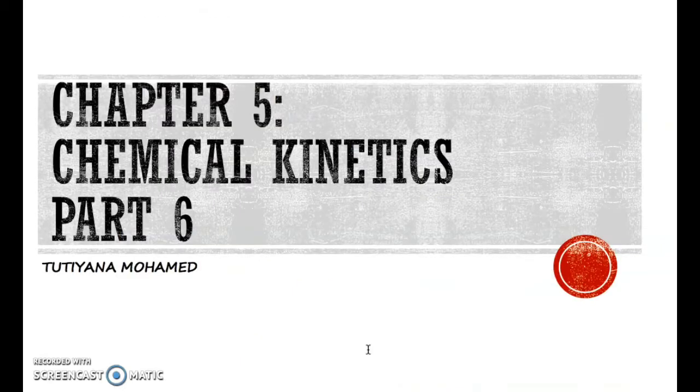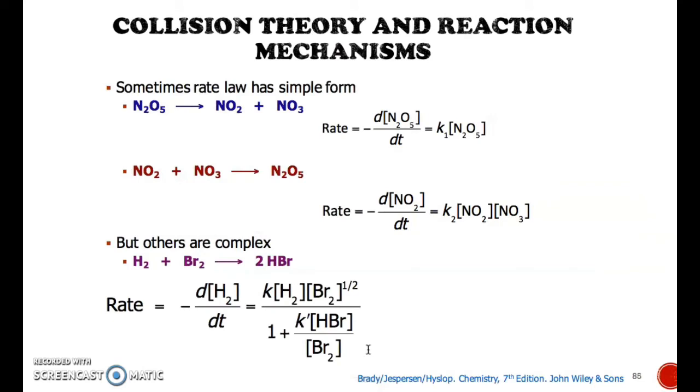We go to part 6 in chapter 5, Chemical Kinetics. This is collision theory and reaction mechanisms. And we know the rate here refers to the reactant, and the same goes here. And look at this. This is the rate and it refers to the reactant. And the same here, it refers to the reactant. But others are complex. Look at this.